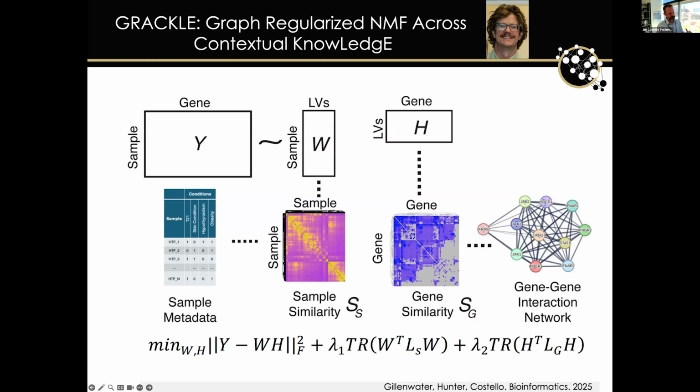And our adjustment is basically we're taking into account this sample information or this gene regulatory network information, and we're weighting that bias depending on these little lambda values, lambda 1 and lambda 2. So we can weight more for sample information, we can weight more for gene regulatory network information, and how that is affecting the decomposition.